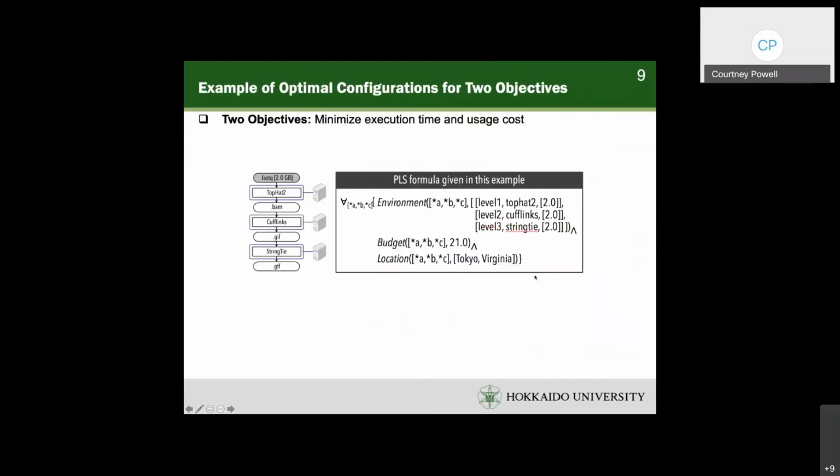So here's an example for a two-objective problem where we want to minimize execution time and usage costs. And this is the workflow. Here we have our PLS. And this is the budget. And this specifies the locations where the machines can be executed. So we actually replace the definite clauses to get our answers.